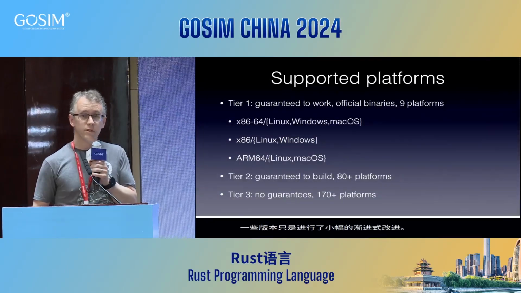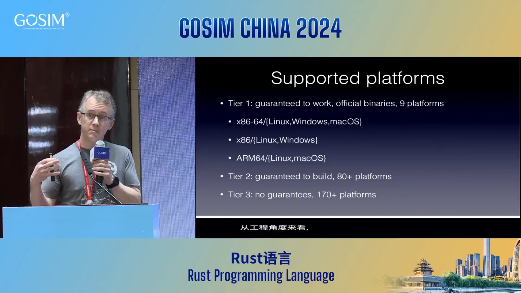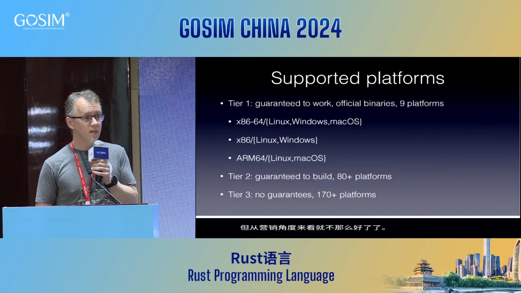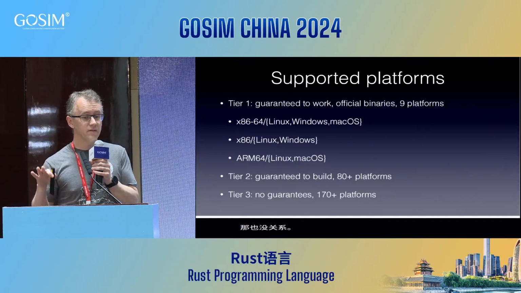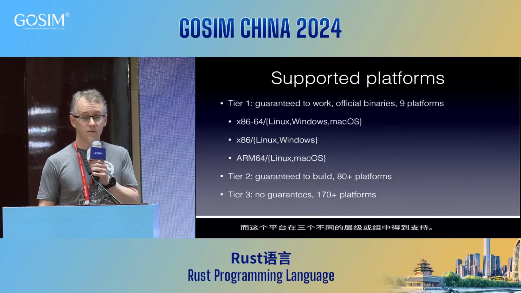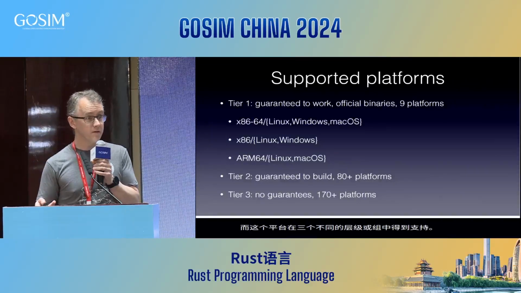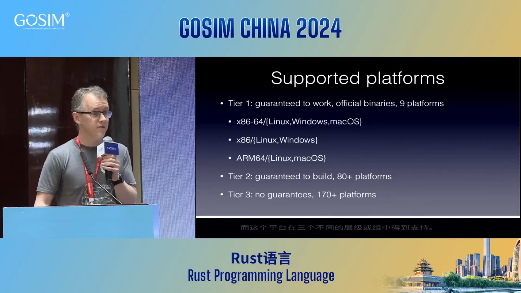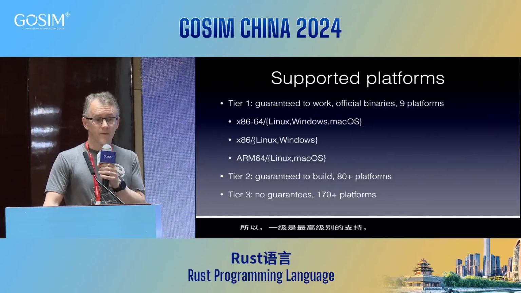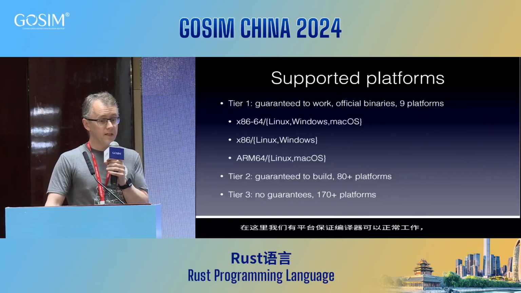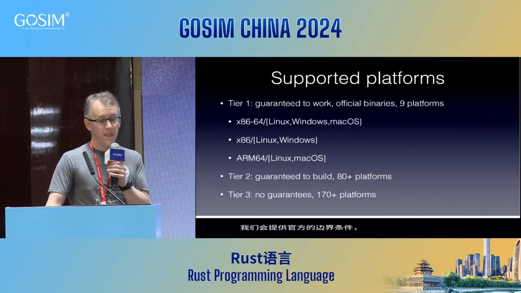The compiler supports a lot of different platforms, and this platform support is in 3 different tiers or groups. Tier 1 is the highest level of support. These are platforms where we guarantee the compiler will work. We provide official binaries, and there are 9 platforms. This includes x86-64 for Linux, Windows, and Mac, 32-bit x86 for Linux and Windows, and 64-bit ARM for Linux and Mac.